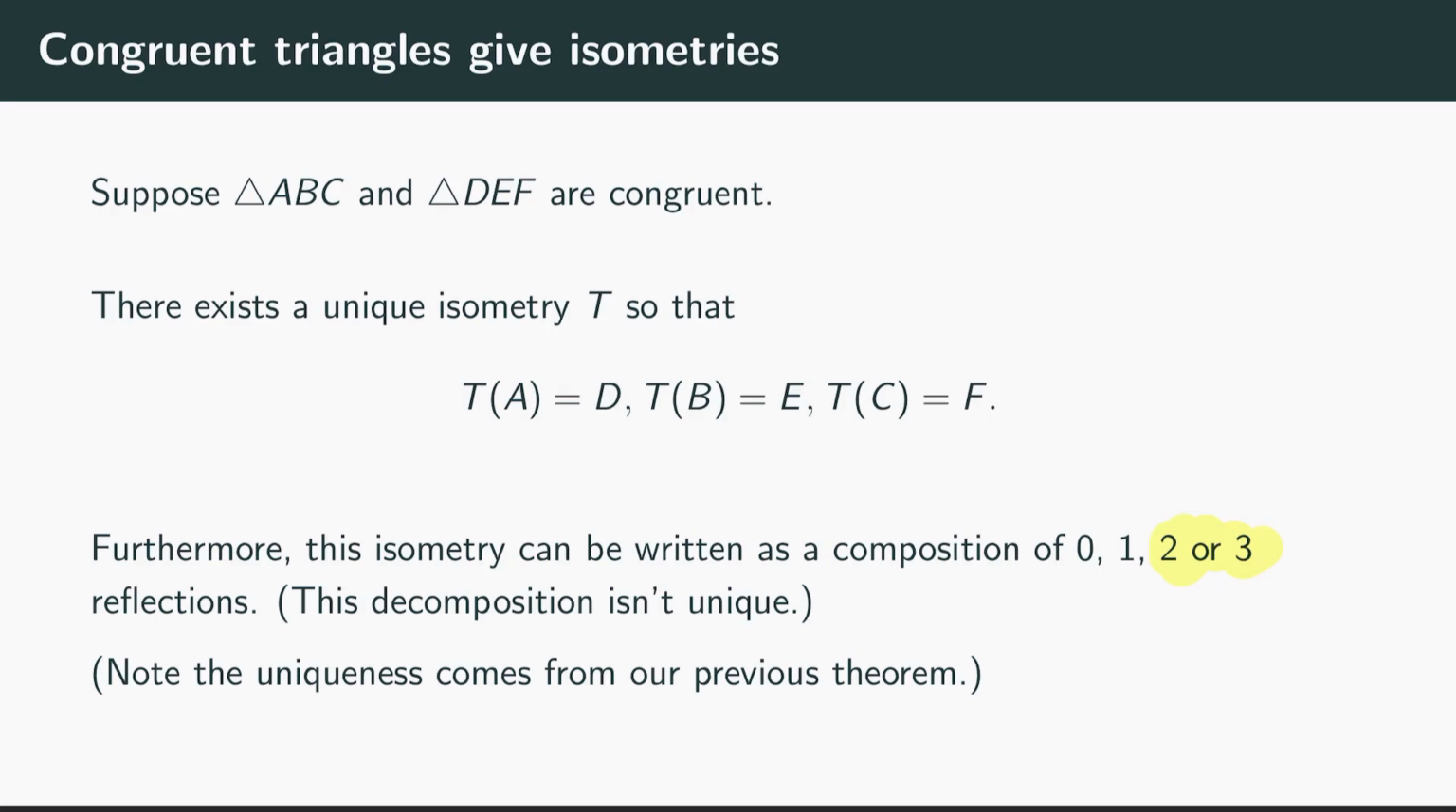Okay, and then I told you there exists an isometry. We're going to construct it explicitly, but this isometry is unique, and that uniqueness follows from the theorem that we just proved, that if you know what an isometry does on a triangle, it is globally determined.